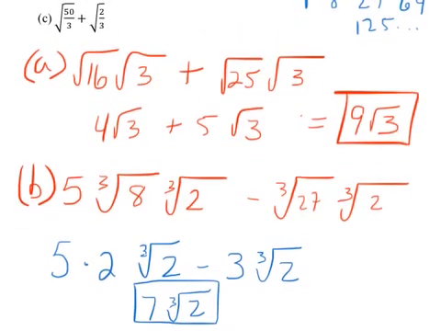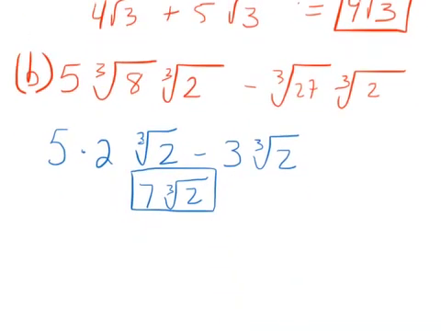Part C. 50 over 3 plus 2 over 3. Each under radicals.